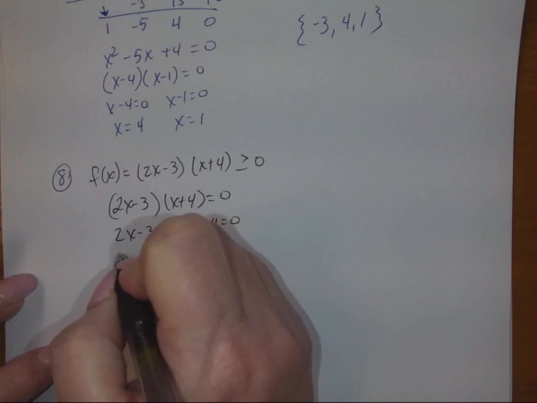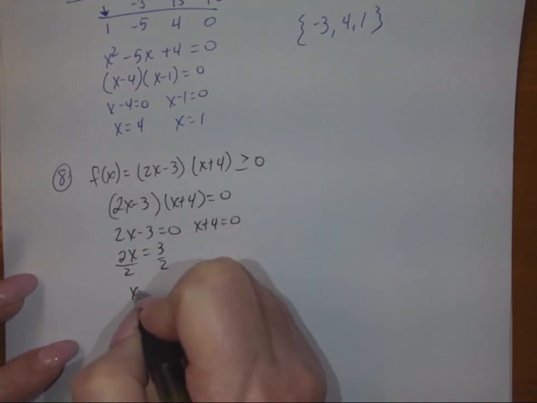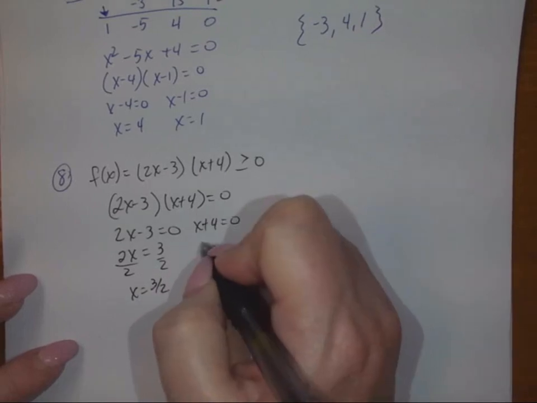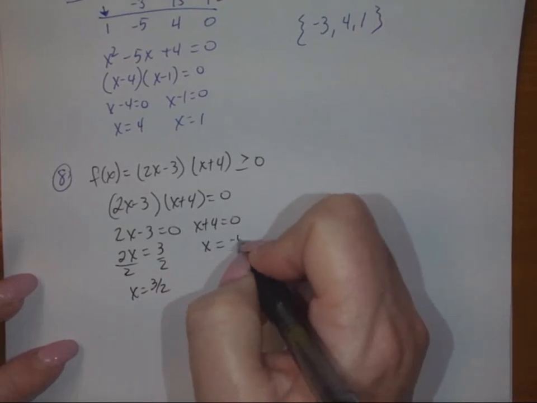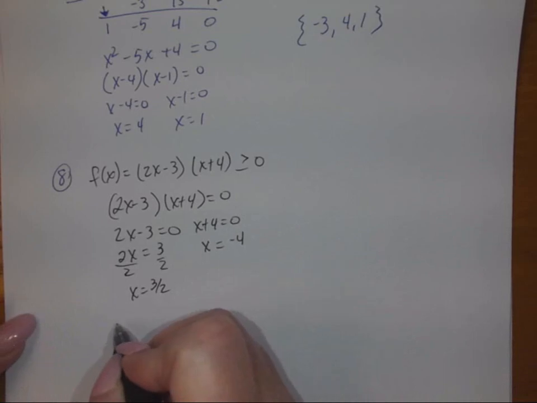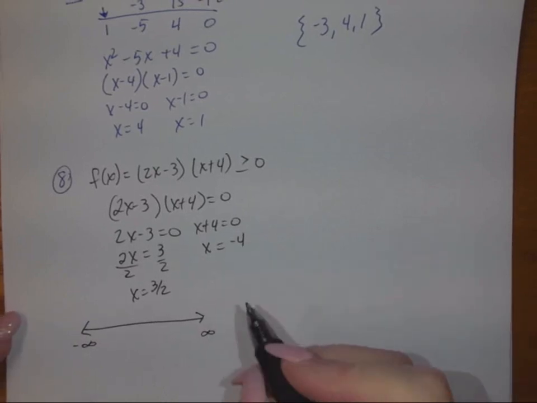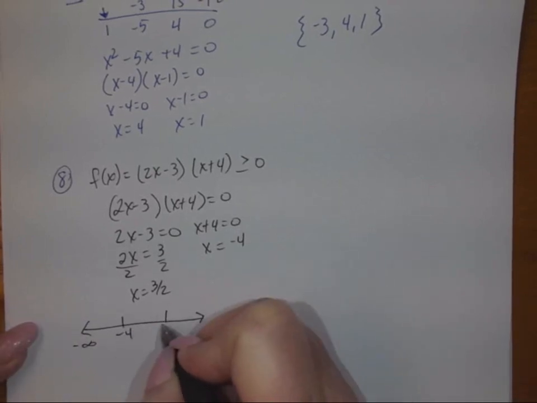So here we're going to end up with 2x is equal to 3, divide by 2, x equals 3/2. Over here we get x is equal to -4. So once it's factored and solved like this, now we have our boundary points. The boundary points give us the ability to figure out what our possible solutions are. So we have a -4 and we have a 3/2.